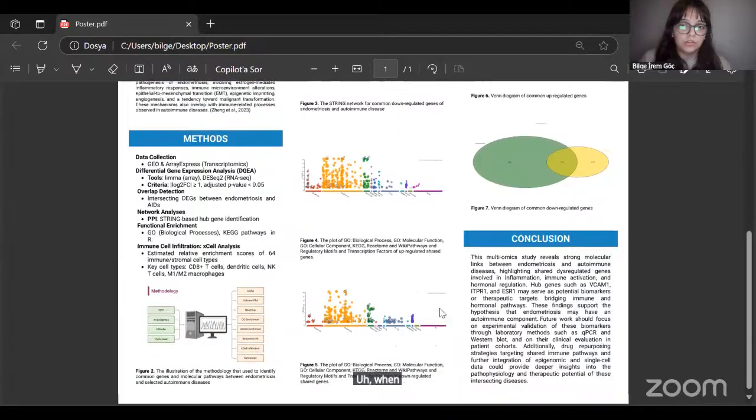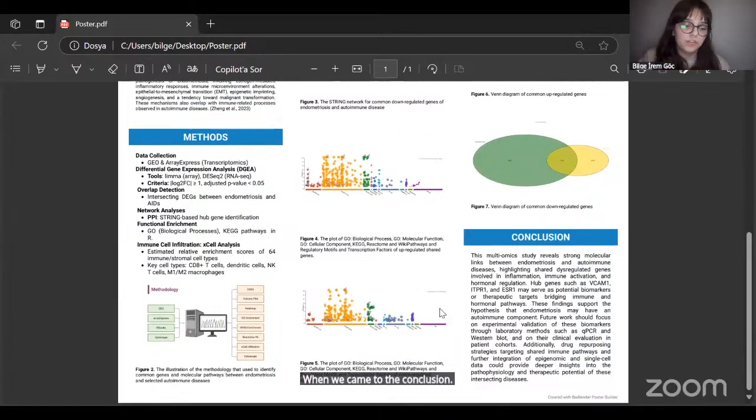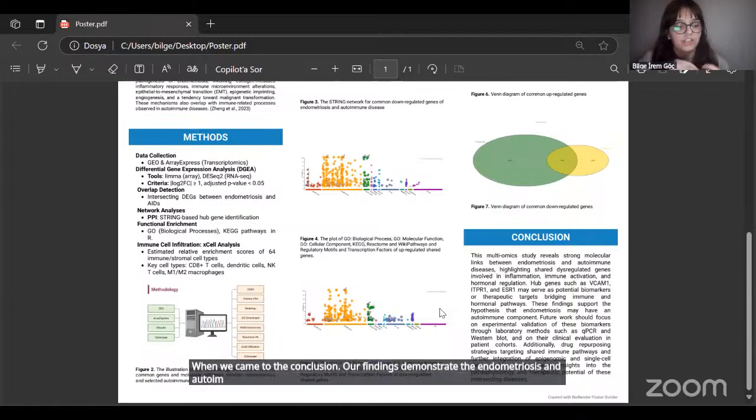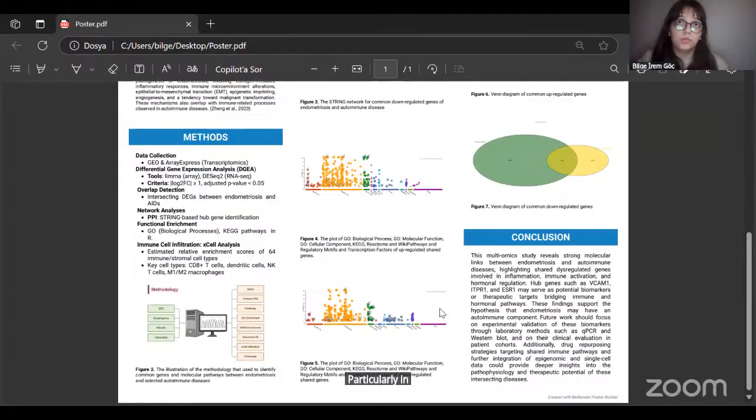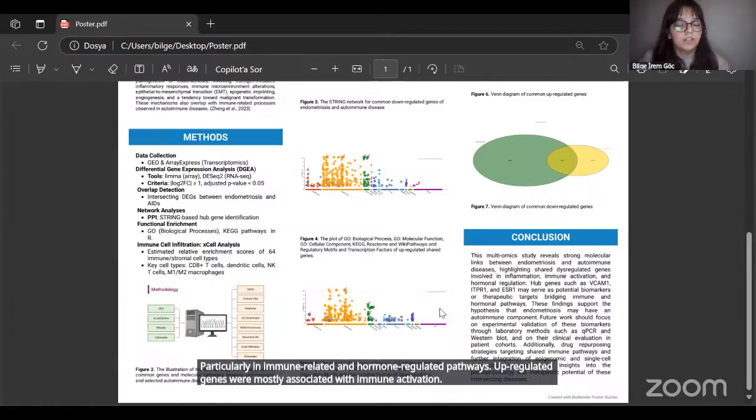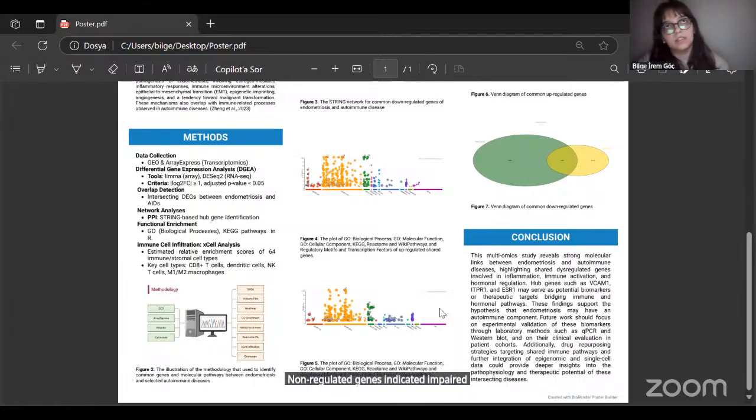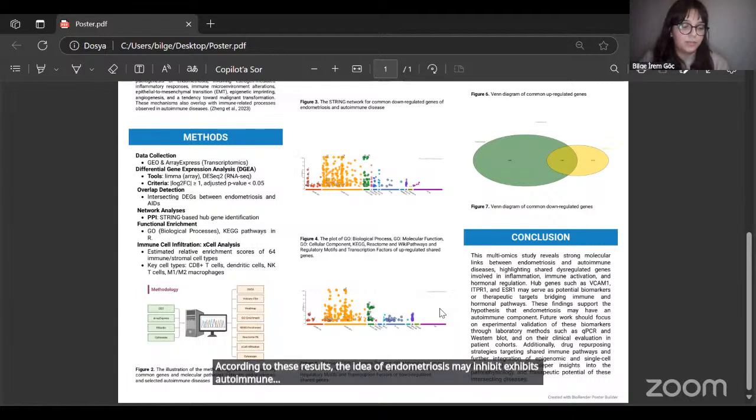When we came to the conclusion, our findings demonstrate that endometriosis and autoimmune disease share significant molecular overlap, particularly in immune-related and hormone-regulated pathways. Upregulated genes were mostly associated with immune activation. Downregulated genes indicated impaired epithelial and hormone pathways. According to these results, endometriosis may exhibit autoimmune-like behaviors, and shared hub genes may serve as potential biomarkers and therapeutic targets.